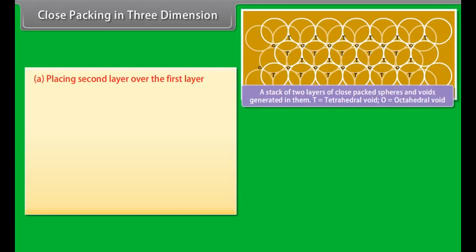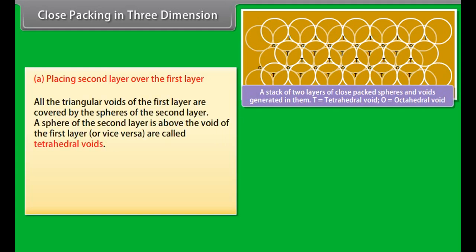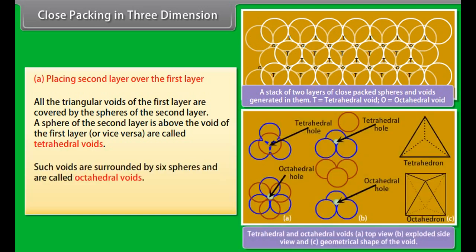A. Placing second layer over the first layer. All the triangular voids of the first layer are covered by the spheres of the second layer. A sphere of the second layer is above the void of the first layer, or vice versa, and such voids are called tetrahedral voids. Such voids are surrounded by 6 spheres and are called octahedral voids.